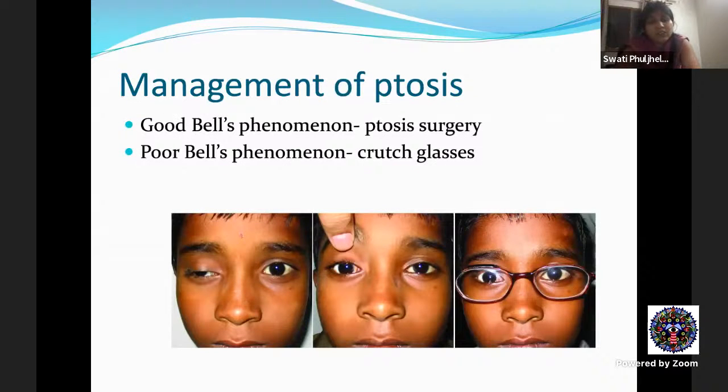So it's not just important to manage the deviation, it's also equally important to manage the ptosis. So if the Bell's phenomenon is good as in isolated superior rectus palsy, you can do the NAPS procedure, and if that improves the Bell's, yes, ptosis surgery can be done. But in most cases of complete third nerve palsy, probably one cannot give much hope to the patient regarding the ptosis management, and crutch glasses remain the only choice.